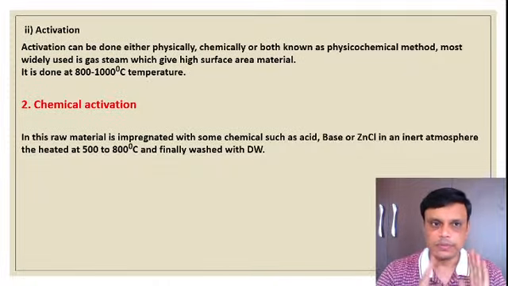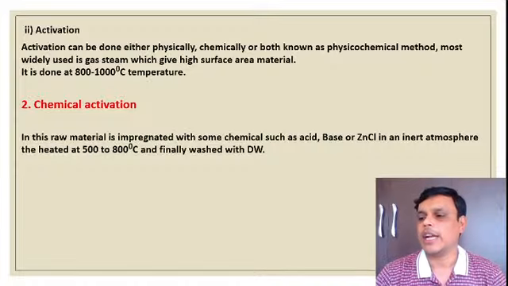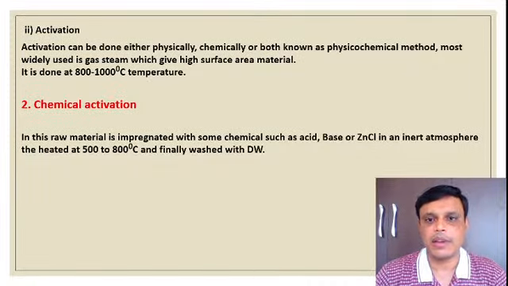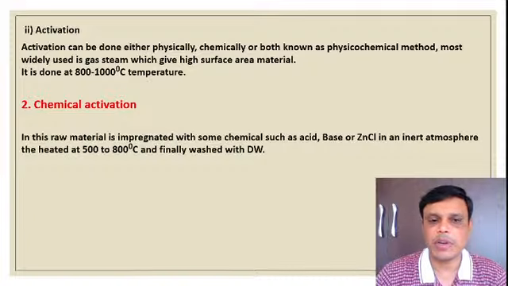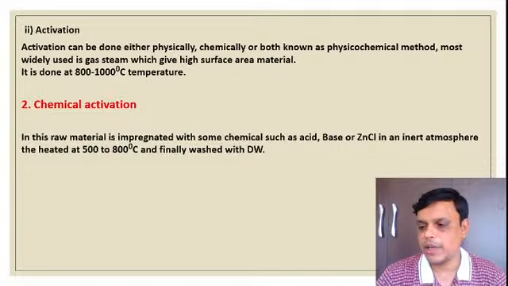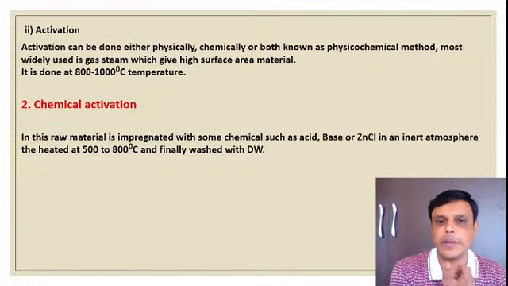Okay, so these two methods are there to prepare activated carbon. First we have seen the physical method. In that, two steps are there: carbonization and activation. And the second method is chemical activation. In chemical activation, that carbonaceous precursor is treated with different chemicals, for example acid, base. So the use of acids and bases depends upon that material.